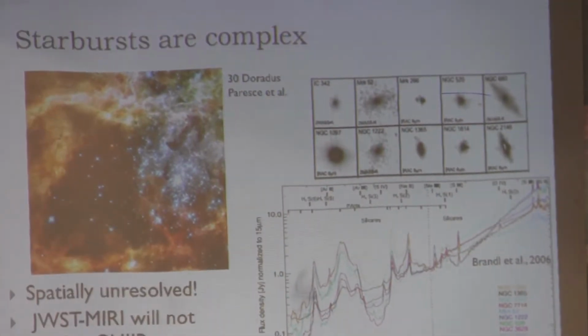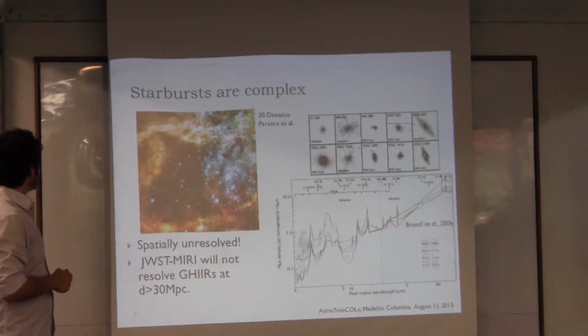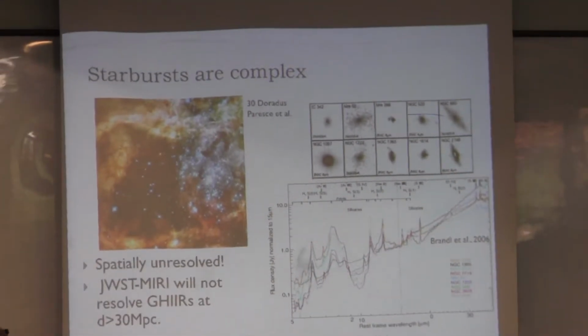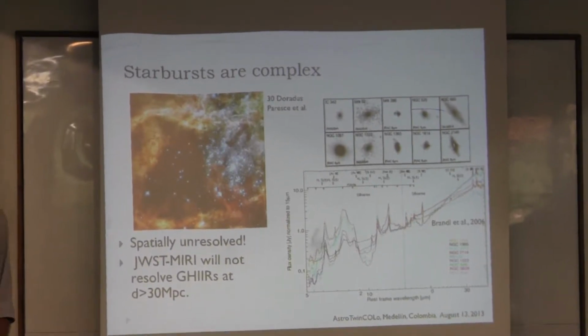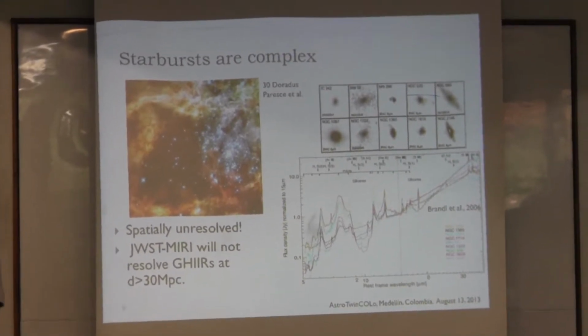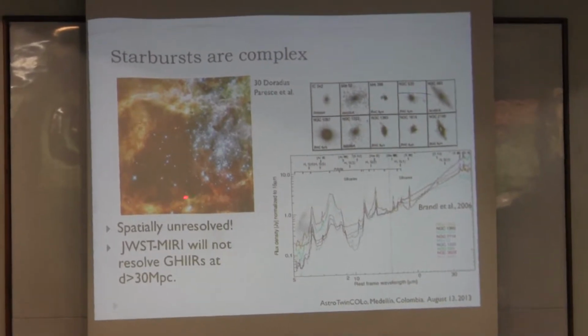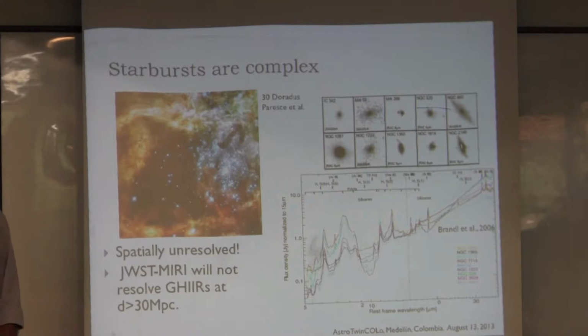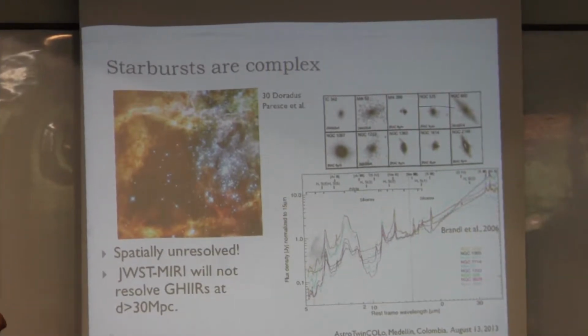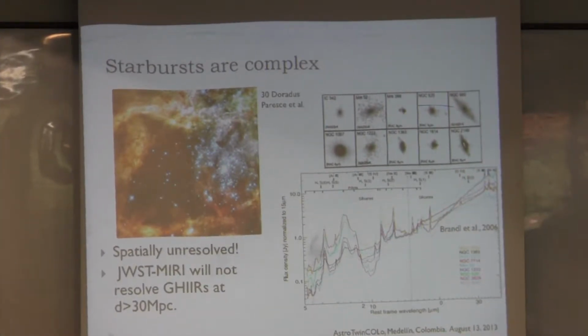However, it's not an easy task, because starbursts are complex things. This is a Hubble image of 30 Doradus, which was one of the objects I told you about before. It was also one of the objects that Werner, for example, has been studying, and I myself had the chance to study for my PhD thesis.